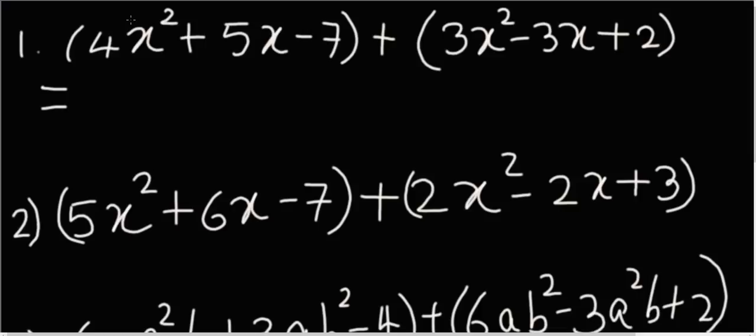So we are going to put like terms together. Like terms means the variable and the power of the variable should be the same. So here 4x square and 3x square are like terms because we have the same variable x and the power is the same. Then 5x and 3x, they are like terms.